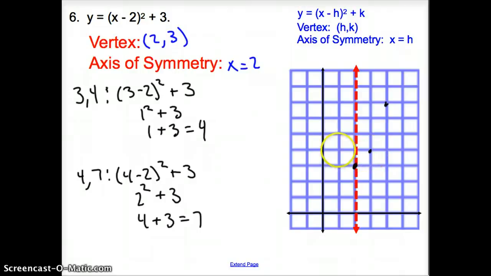Remember to reflect your points. 1 to it, 1 away from it. 2 to it, 2 away from it. There's my points. Connect your points with a lovely parabola. There is my parabola right there. Remember that is a U-shaped graph. This graph represents this equation.